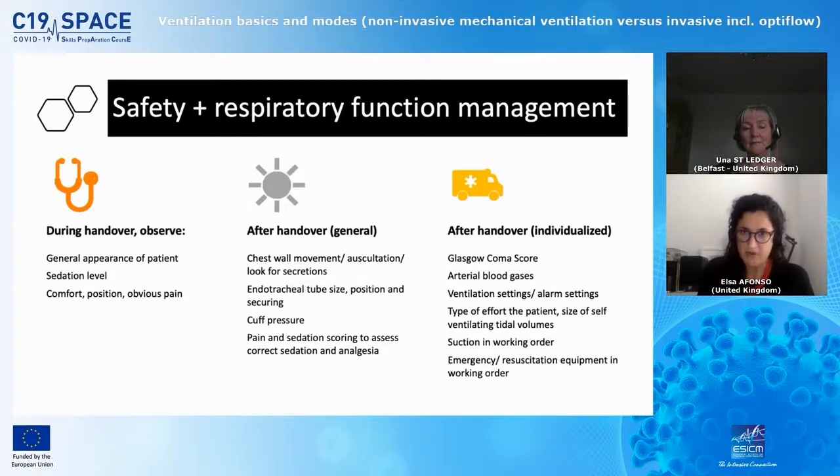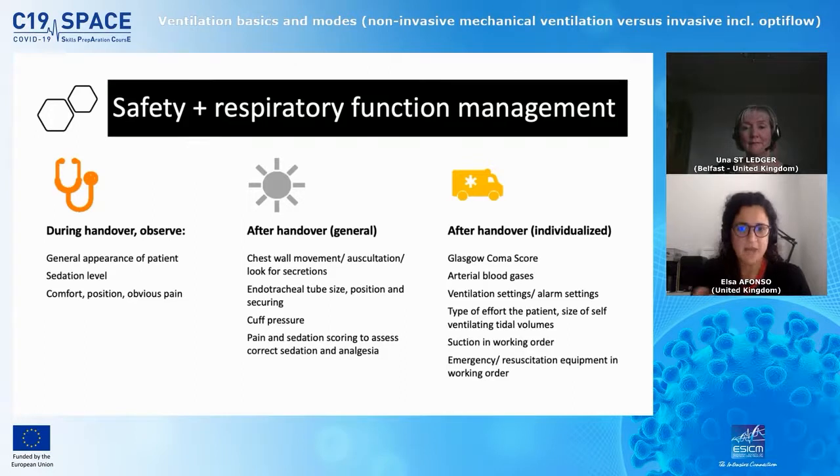Immediately after handover, there are two different types of management that can be done. One that is general, that is applicable to all ventilated patients, and another individualized, which will depend on the patient that you have in front of you. So for the general checks, the following should be done: chest wall movement, auscultation of the chest wall, looking for secretions. Is the endotracheal tube size the correct one? Is it correctly positioned? And is it secure? Is the cuff pressure on the endotracheal tube appropriate?